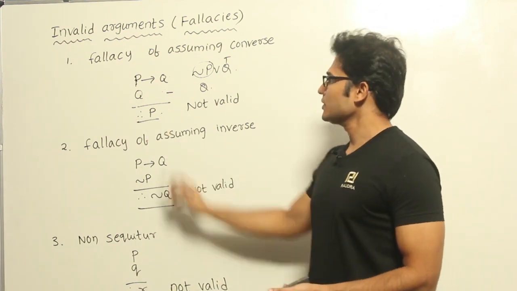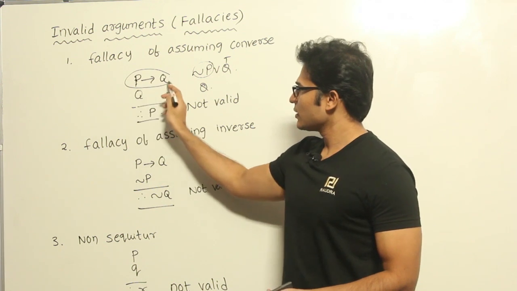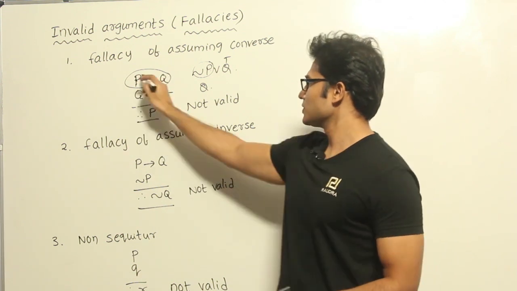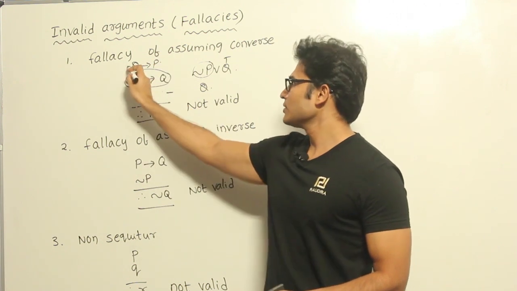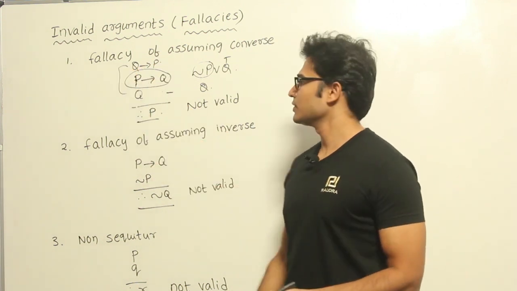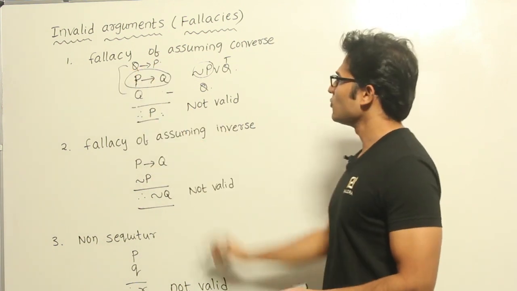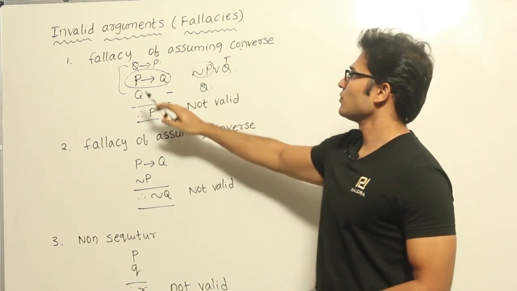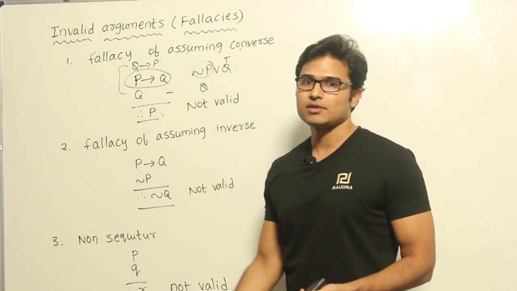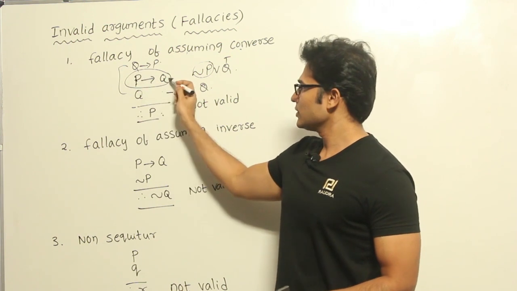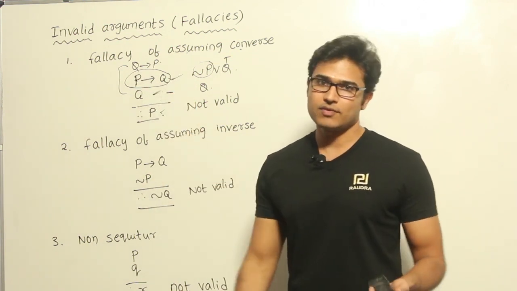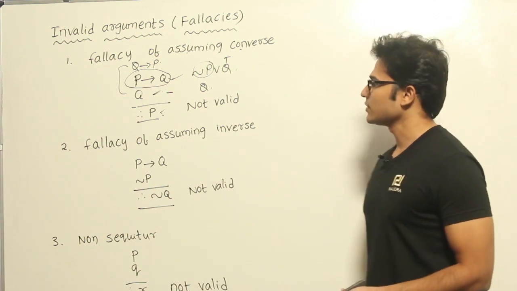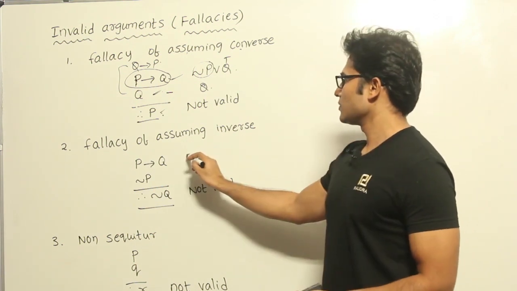Now coming to this, if you had the converse in place of P implies Q, which means if I had Q implies P, then this would be right, isn't it? Then getting P is right. Therefore if you assume the converse, then we might get the right answer. But given this premise and this premise, getting this conclusion is wrong. That is a fallacy.